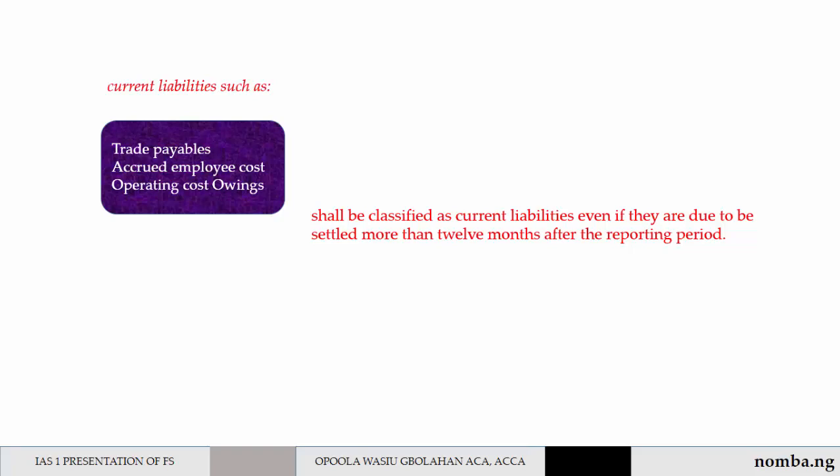There are other ones also. Note that some current liabilities such as trade payables and some accruals for employees and other operating costs that are owing are part of the working capital used in the entity's normal operating cycle. An entity classifies such operating items, meaning all these items, as current liabilities, even if they are due to be settled more than 12 months after the reporting period. You must always classify them as current liabilities.